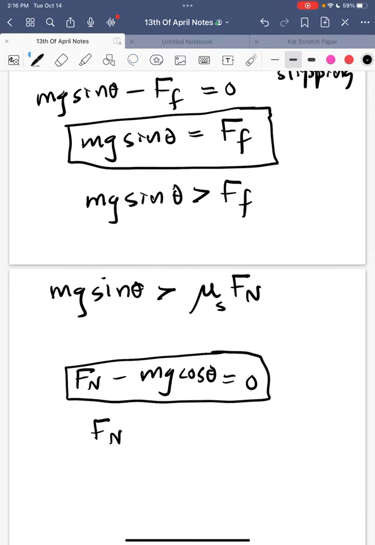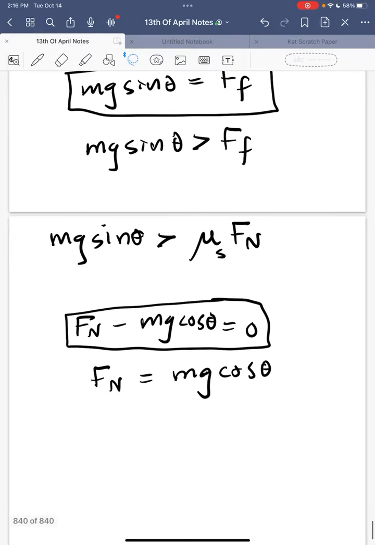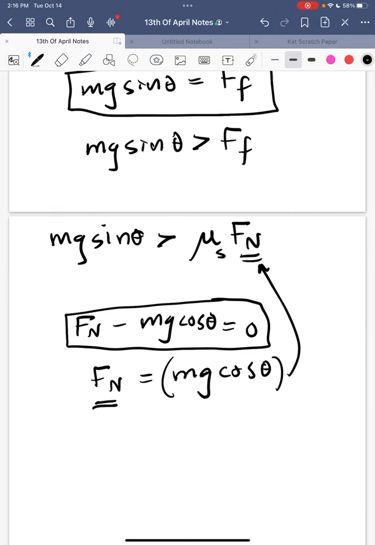So what we notice from this equation that I just pasted is that I can basically rewrite it as the normal force equals mg cosine theta. Because this equals 0, I can just add mg cosine theta and bring it to the other side. And when I do that, I get this equation. And this allows me now to substitute. So here's the normal force, but here's the normal force too. So I'm going to take what is equal to the normal force, which is mg cosine theta, and plug it in up here for the normal force.